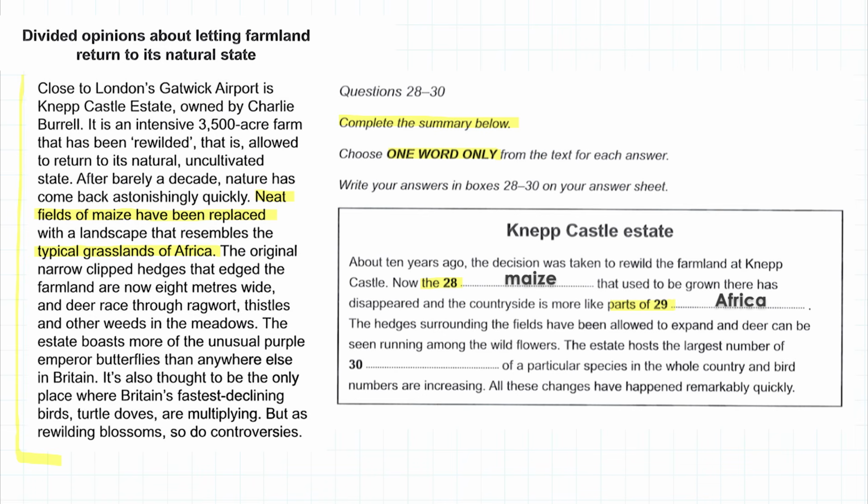Now, number 30. The state holds the largest number of, something of a particular species in the whole country. So we read, the state boasts more of the unusual purple emperor butterflies. So the largest number of butterflies of a particular species. And please note, your answer must be plural. Butterflies, the largest number of butterflies, not butterfly. Just copy the noun as it is from the passage. If it's plural, it should remain plural.